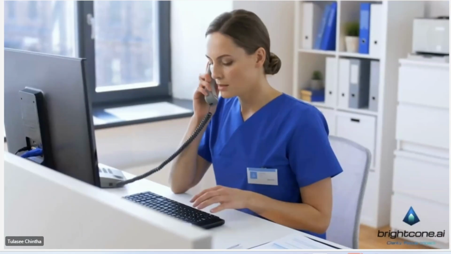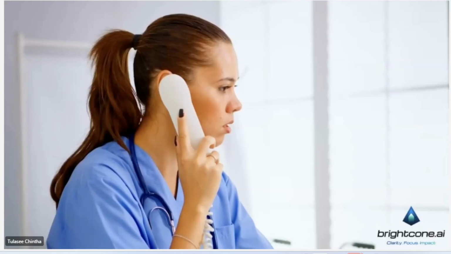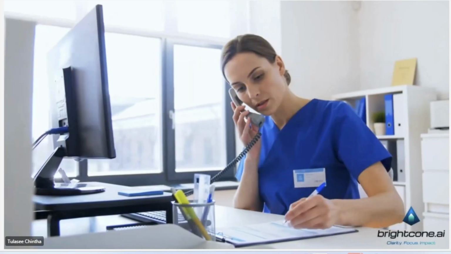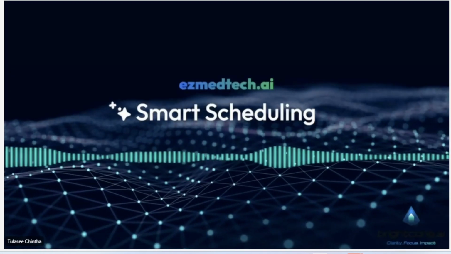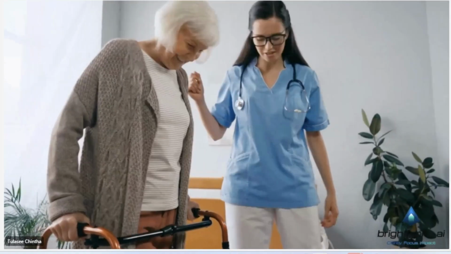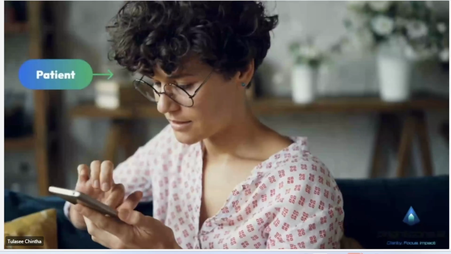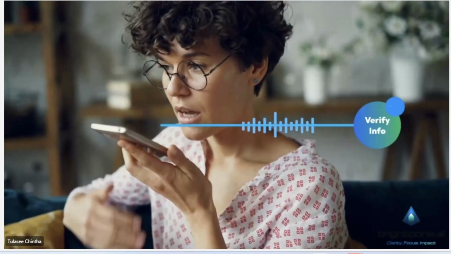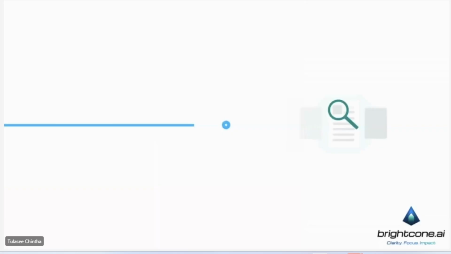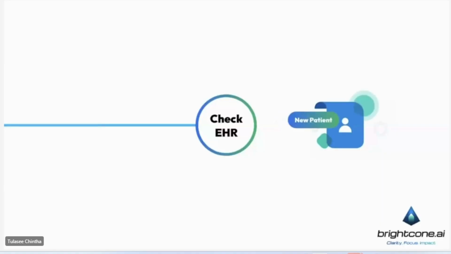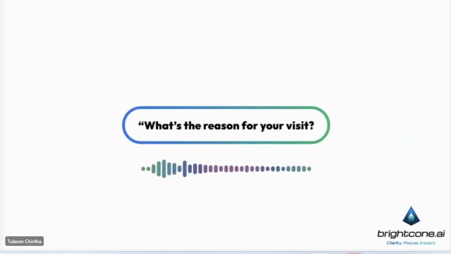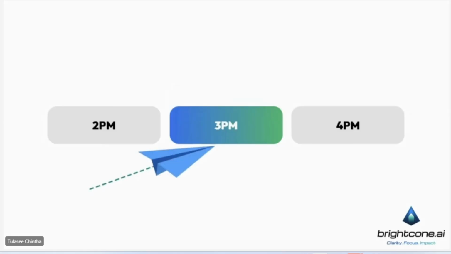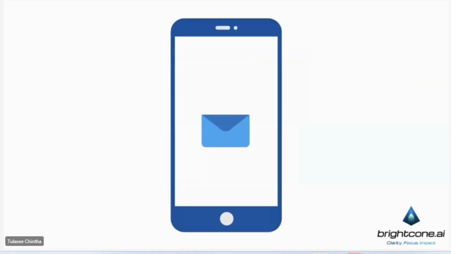Every day, clinics spend countless hours just answering the phone. Patients call in to book, reschedule, or simply ask about appointments. With Easy MedTech Smart Scheduling, scheduling is handled by a conversational AI, freeing your staff to focus on what really matters: patient care. When a patient calls in, the system verifies their information, checks the EHR, and if it's a new patient, creates a record instantly. It asks for the reason for the visit, finds an open slot, and books the appointment, sending confirmation by email and text. And it's all done in a natural conversational way.